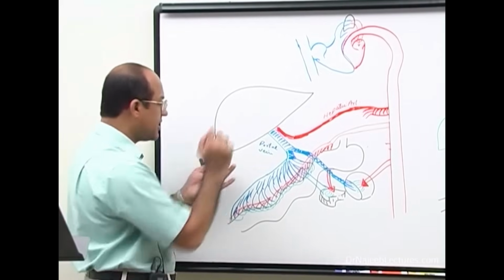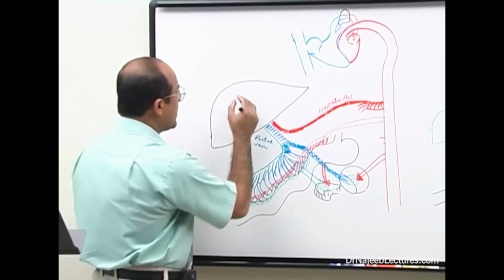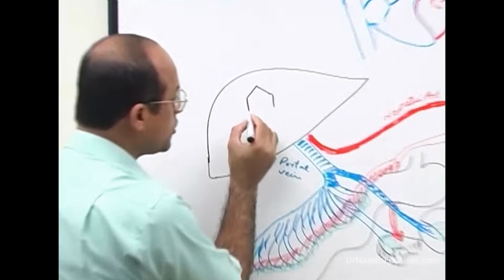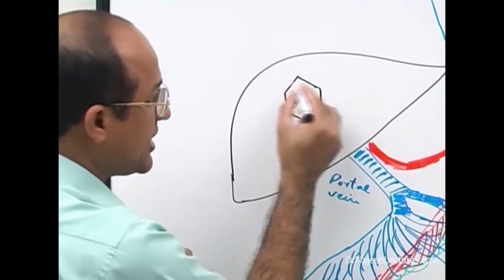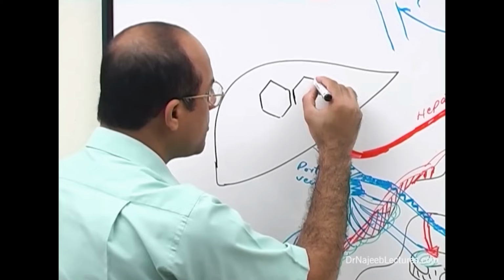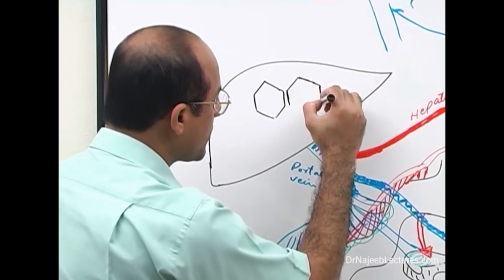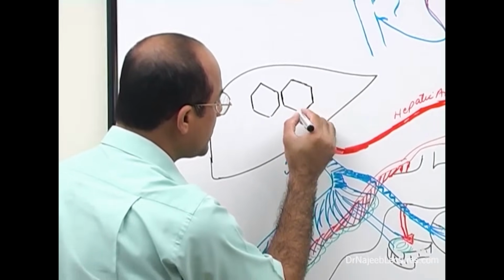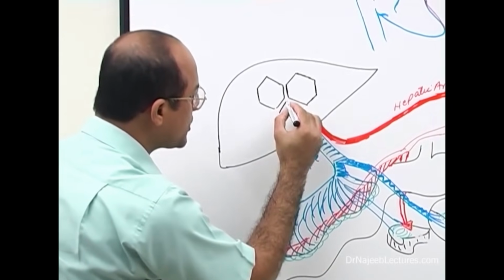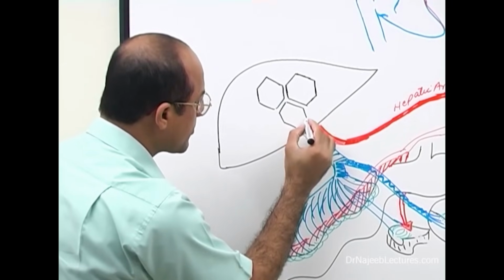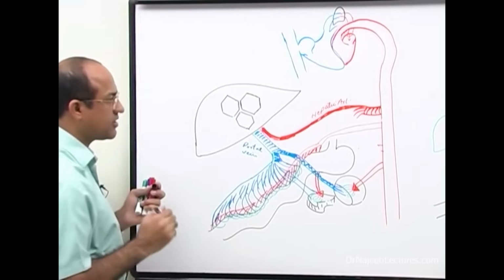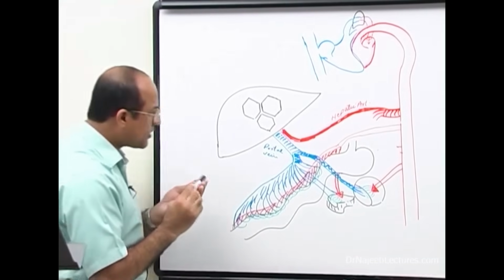Now I will draw classic lobules here. I will go into detail of the whole lobule, we will study it in big detail, but right now I'm just going to draw some of the classic lobules present in the liver, in which hepatocytes are arranged in a very, very special fashion. Right? Now I've made these three classic lobules. Now what really happens here?